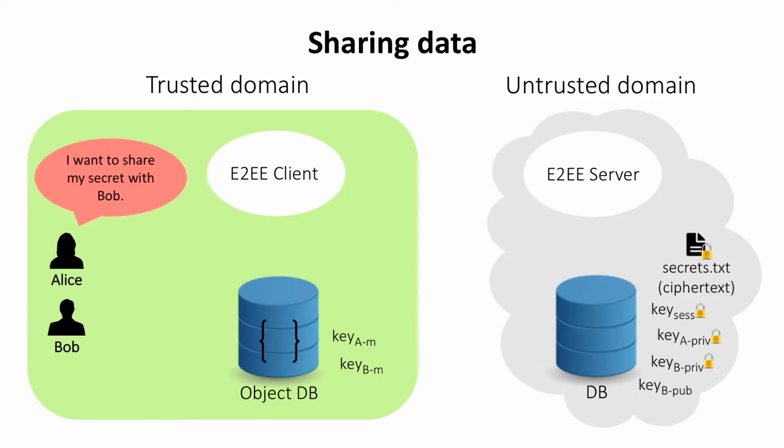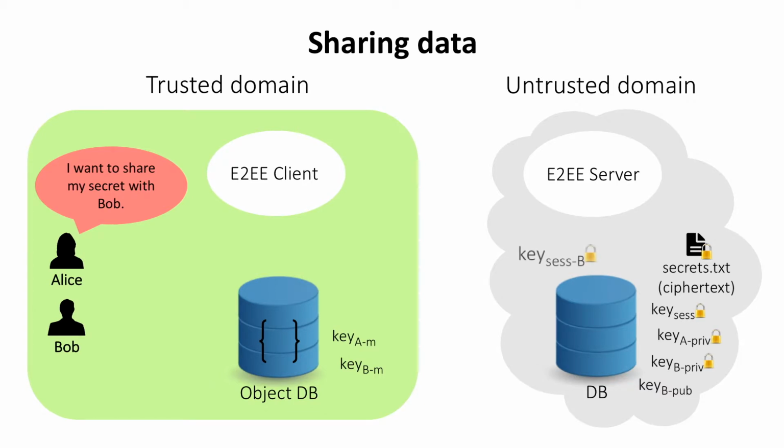Now, Alice wants to share one of her protected and remotely stored files with Bob. Since both Alice and Bob are E2EE users, the E2EE component already has all of their encryption keys. There is one key missing though, a session key with which Bob can decrypt the file.